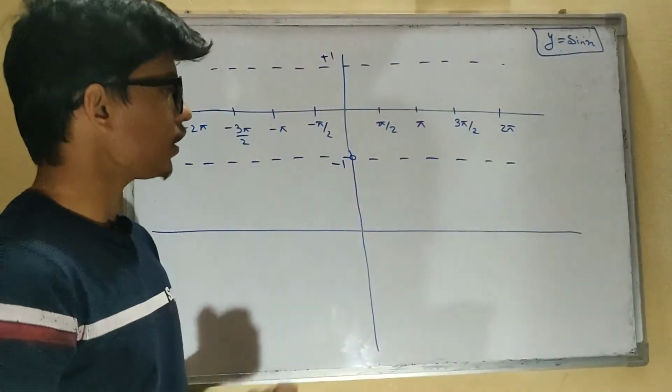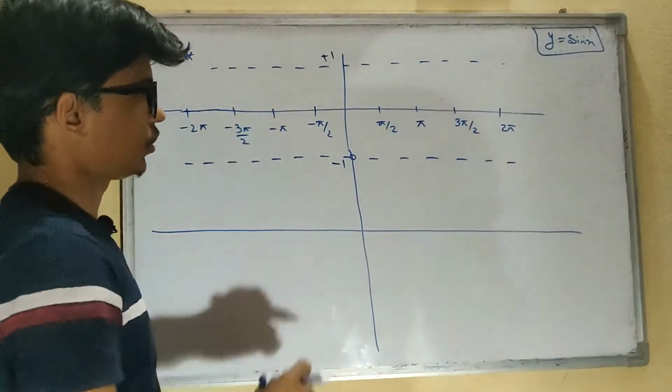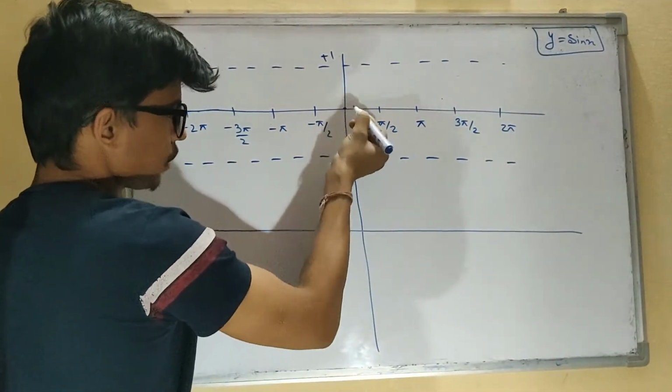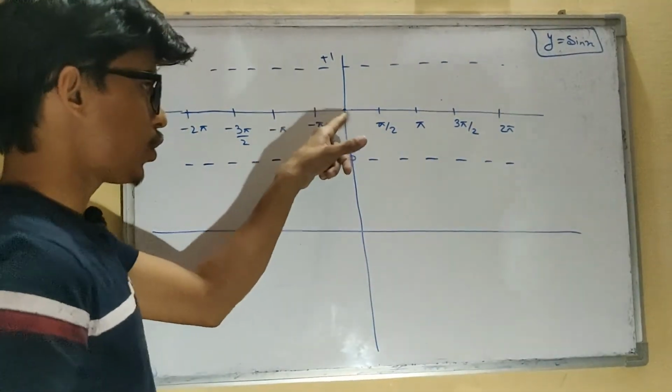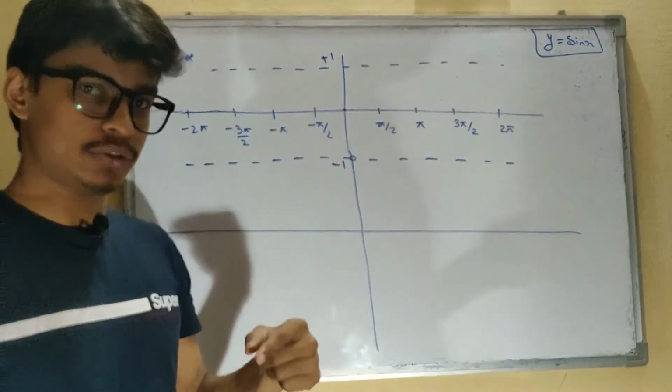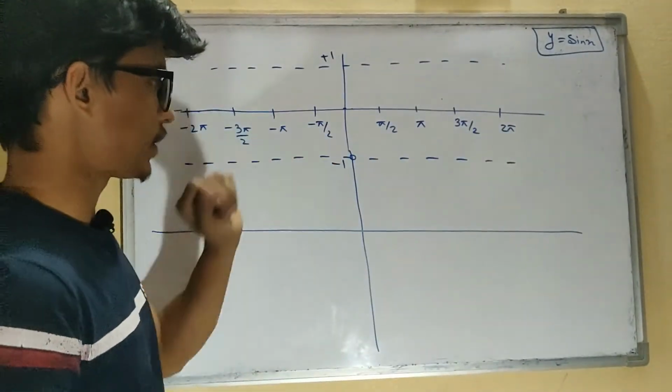Okay, now we want to draw the graph for this. At 0, you at least know this, right? What is the value of sine at angle 0? Sin 0 is 0, so that is why it is like this, right?